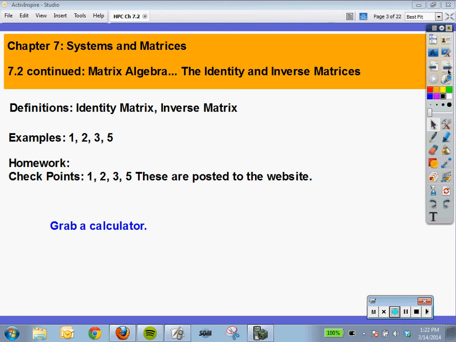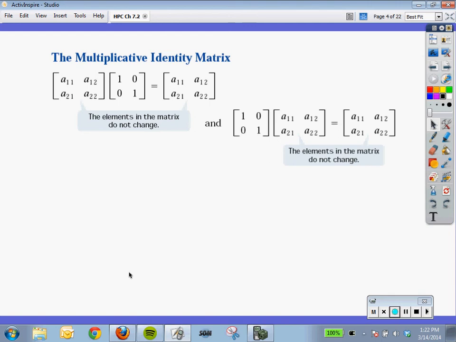So you guys, we're going to talk about the identity matrix today. The identity matrix is a matrix that you can multiply times a matrix and get the matrix that you multiplied times the identity matrix. So I kind of think of it as like the one of the matrices.